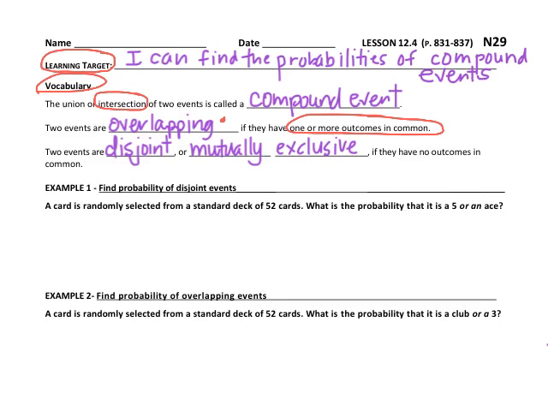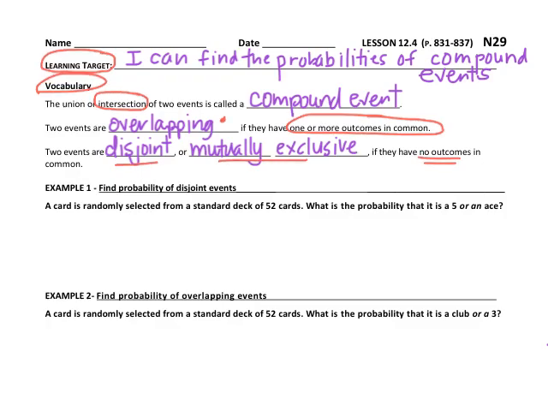The last vocabulary says 2 events are disjoint, or another word for that would be mutually exclusive. They don't have anything in common. They have no outcomes in common. So 2 events are disjoint if they have no outcomes in common.